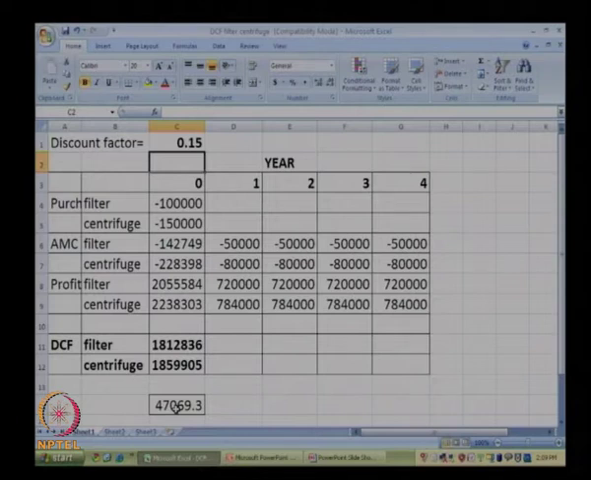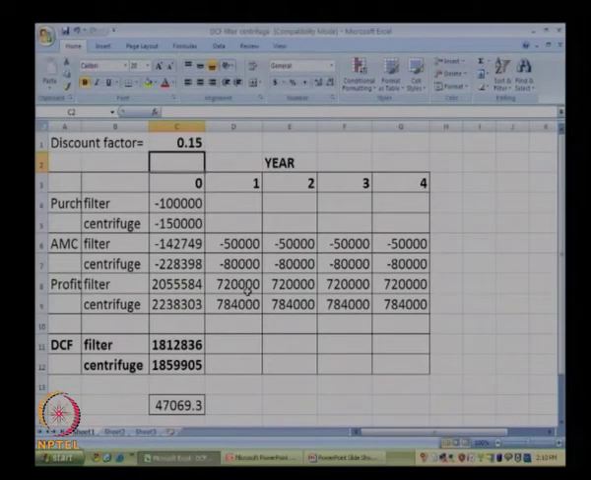So you see, if the discount factor is larger, that means the value of the money is going down much more, then the difference between the filter and the centrifuge is less, because the amount of money which we get because of the profit from the filter and the centrifuge keeps going down much more, because you are dividing by that 15% which comes in the denominator. So that is why you are having a much smaller number. So if instead of 15% as a discount factor, if I take it as 20%, see the number has still come down dramatically. The difference between them is only 38,000.